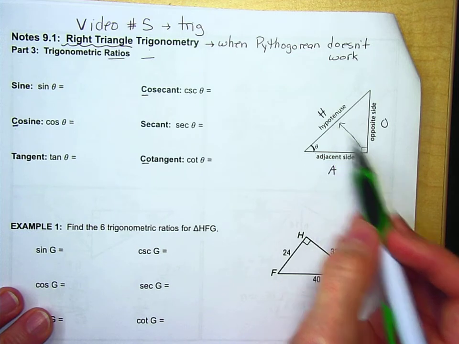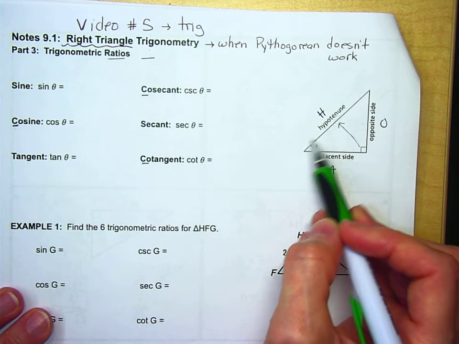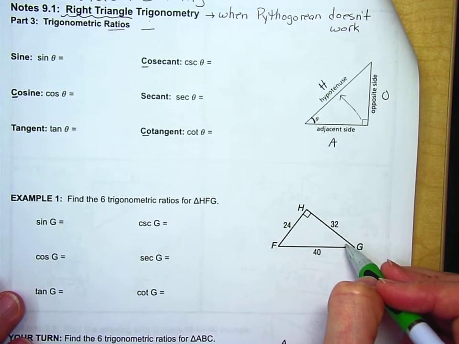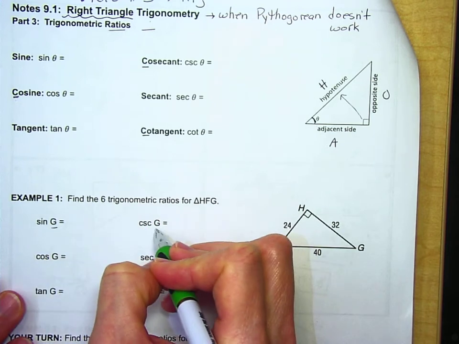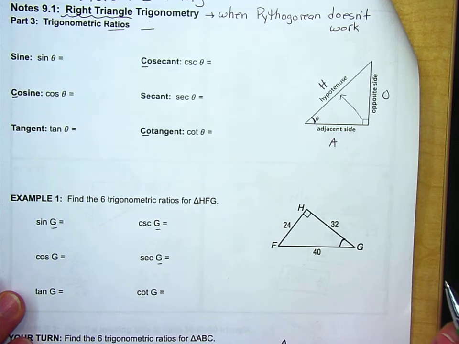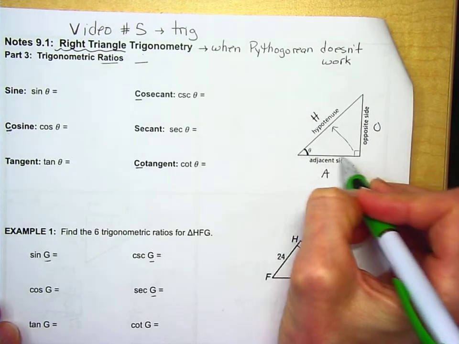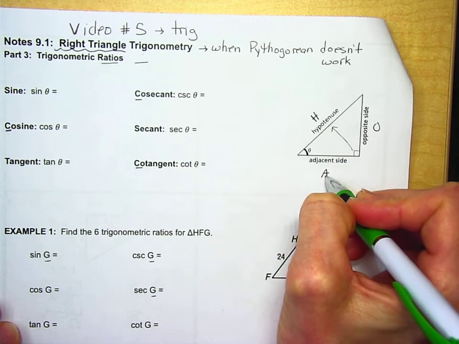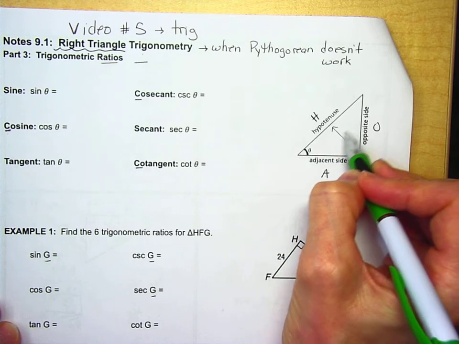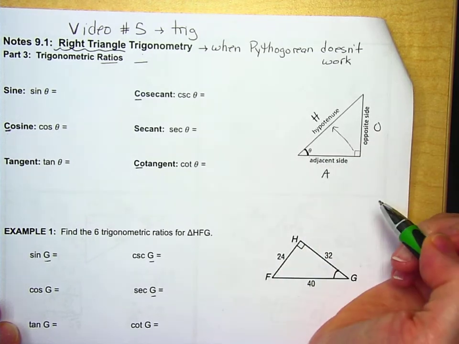Okay, so hypotenuse is the same for every right triangle. It's directly across from your 90-degree angle. Then, the angle that you're working with, we're always going to be working with a certain angle. If you peek down here at this example, we are finding the trig functions for angle G. So this is what I mean by draw your little angle symbol. The side your angle symbol touches is the adjacent. The one opposite the angle that you're working with is the opposite, or the one that doesn't touch it.